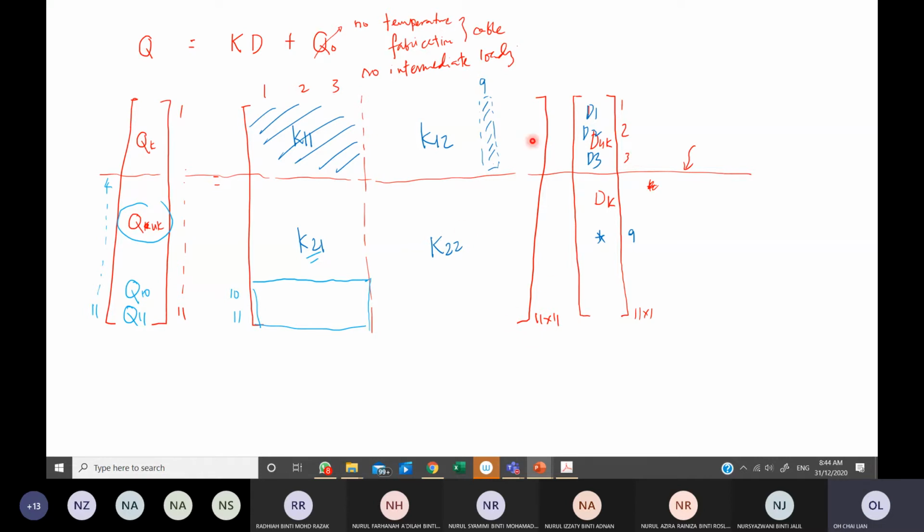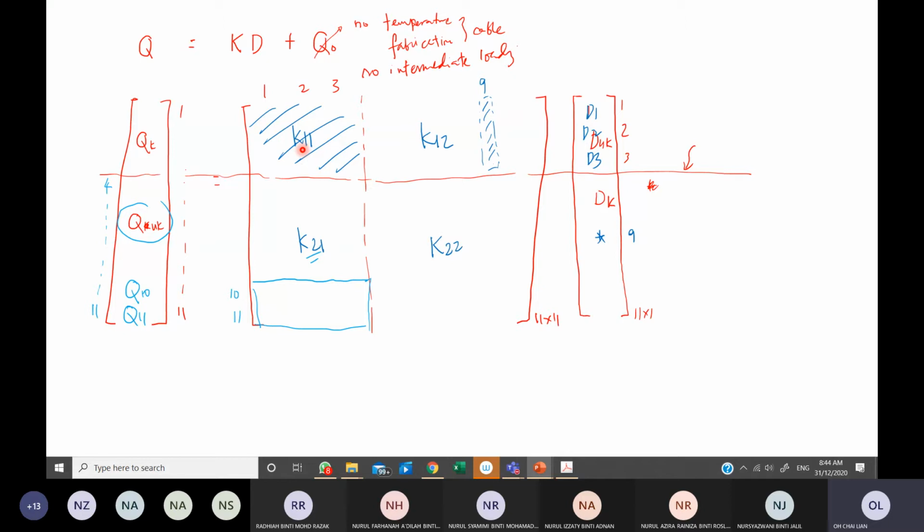So because the K matrix, if you can see that, it must be a square matrix. Okay, so if we reduce the matrix, it will also be square. Why do we want to reduce the matrix? Because in our problem, we do not need to find the support reactions. We just need to find the unknown displacements, which are D1, D2, D3. Therefore, the reduced matrix here will be a 3 times 3 matrix only, at this region, K11.